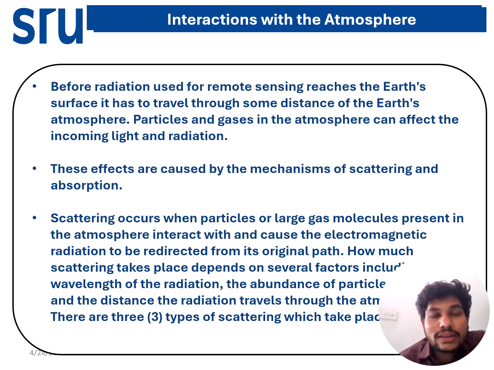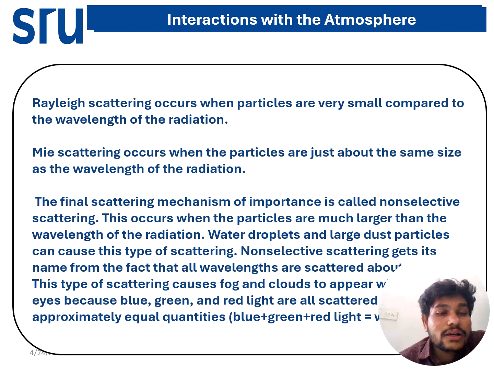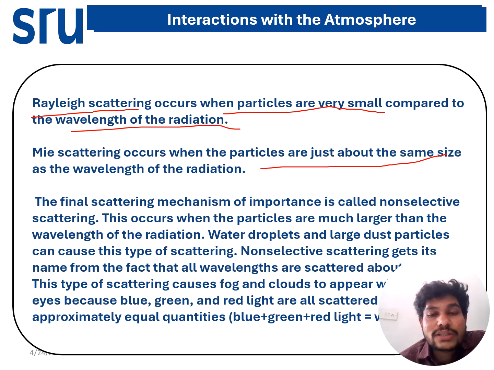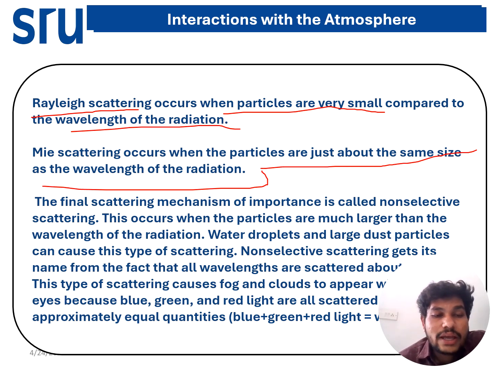There are three types of scattering we will see. This is Rayleigh scattering, which occurs when the particle is small compared to the wavelength of radiation, and Mie scattering, which occurs when the particle has the same size as the wavelength of radiation. And the final scattering mechanism is called non-selective scattering. This occurs when the particles are larger than the wavelength of radiation, like water droplets and large particles. Non-selective scattering gets its name because all wavelengths are scattered, and this type of scattering causes fog and clouds to appear.